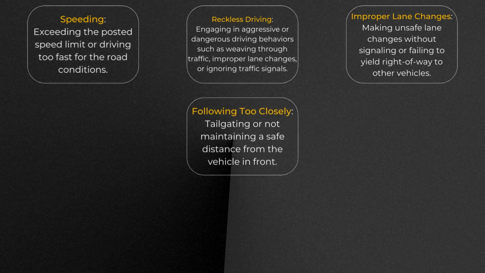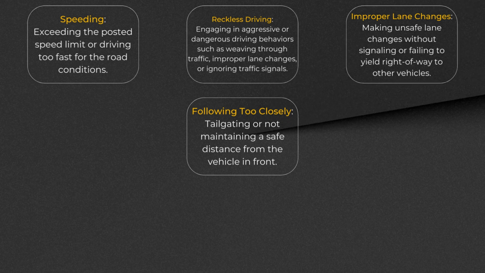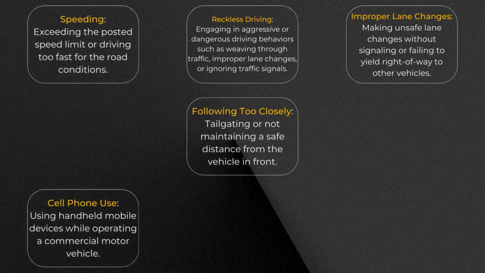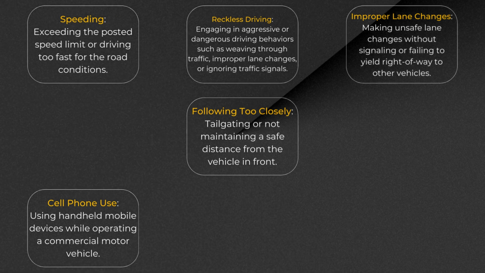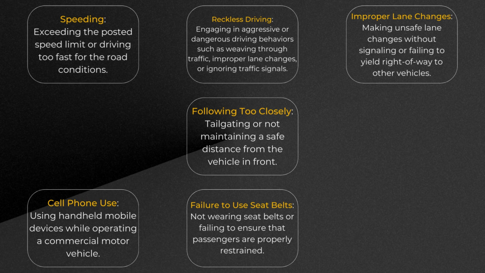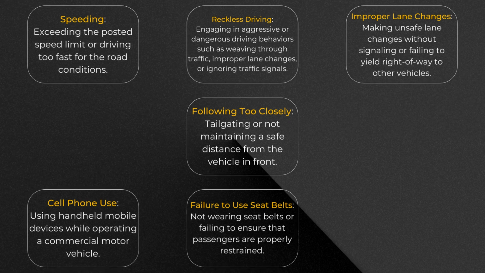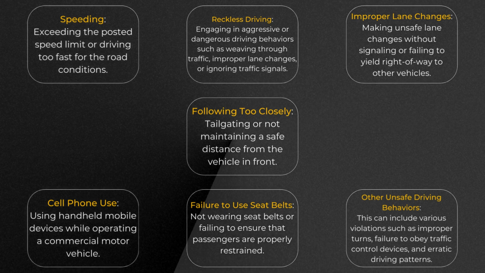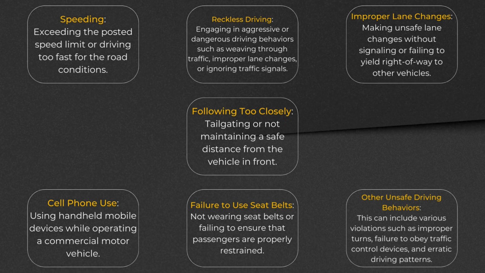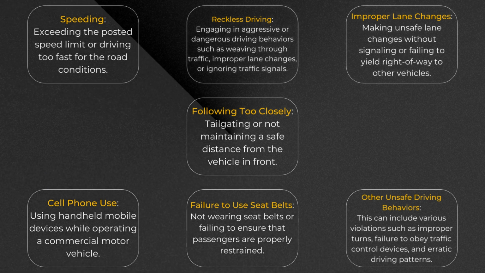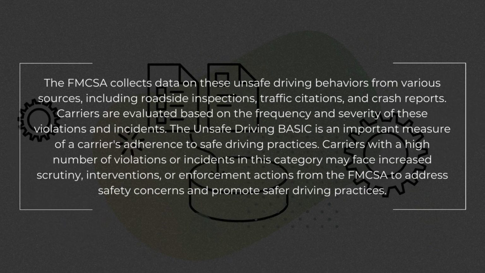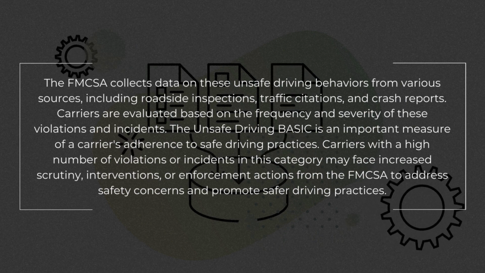Following too closely, tailgating or not maintaining a safe distance from the vehicle in front. Cell phone use, using handheld mobile devices while operating a commercial motor vehicle. Failure to use seatbelts, not wearing seatbelts or failing to ensure that passengers are properly restrained. Other unsafe driving behaviors. This can include various violations such as improper turns, failure to obey traffic control devices, and erratic driving patterns.